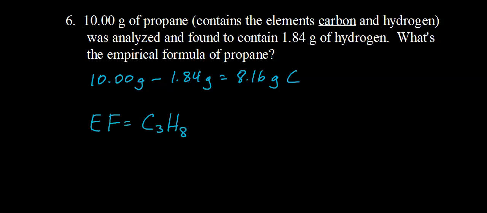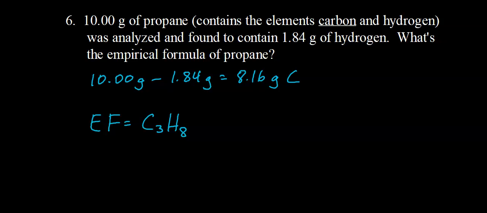So we get a ratio of 2.67 hydrogens for every 1 carbon. Not close enough to round up to 3 to 1, so we're going to multiply by 3 to turn that into an 8 to 3 ratio. And so carbon goes first, always, in the formula of a hydrocarbon or any compound that contains just carbon and hydrogen. And so we get C3H8.